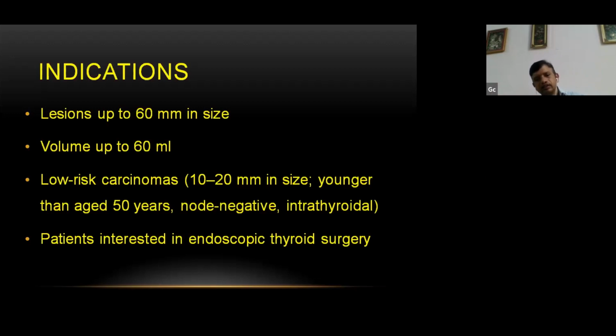But in our country or some developing countries, they still have large benign goiters. So initially, the indication of this procedure was lesions up to 60 millimeter in size or volume up to 60 ml. Some low risk malignancy at that time, 1 to 2 millimeter, young patients, means low risk patients, can be operated through this endoscopic approach. And of course, the patients give consent or are interested in endoscopic thyroid surgery.